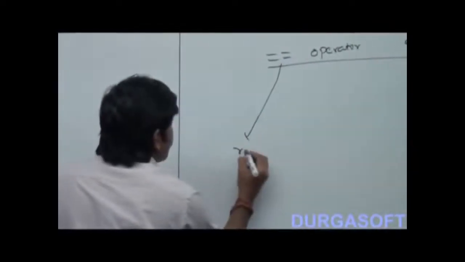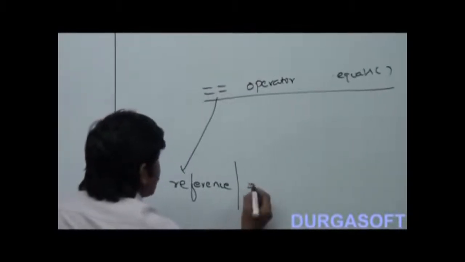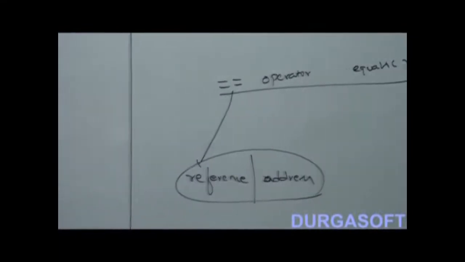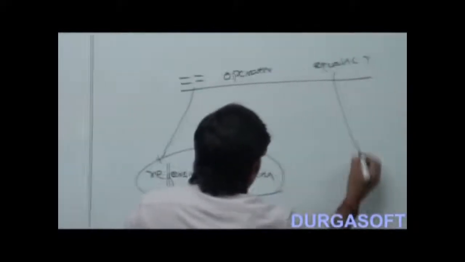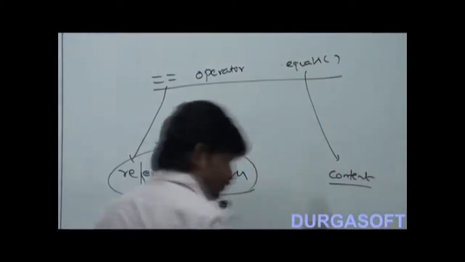If you want the answer in one line, most of the times the interview person is going to expect the answer in one line. You can tell: the double equal operator is meant for reference comparison, or address comparison, whereas the dot equals method is meant for content comparison, right? Okay.